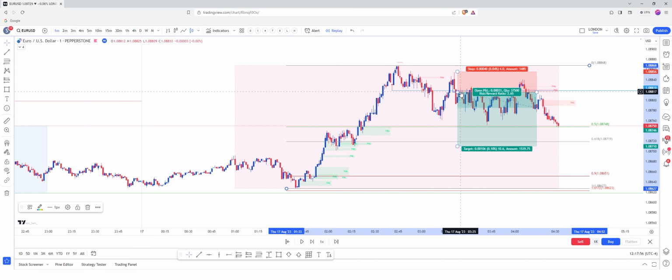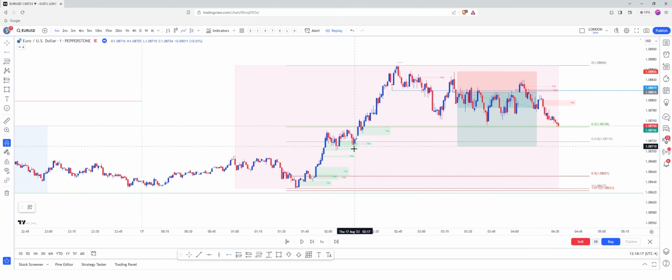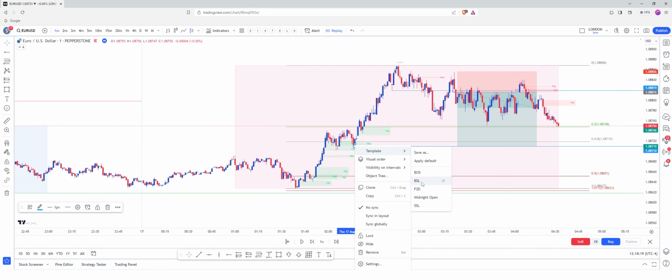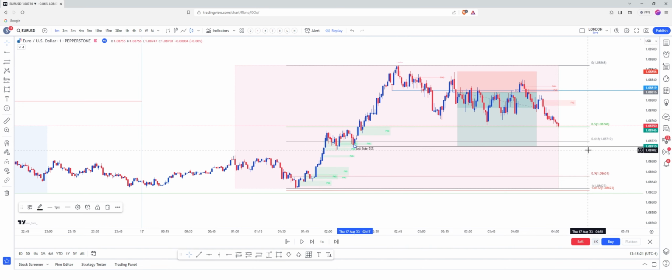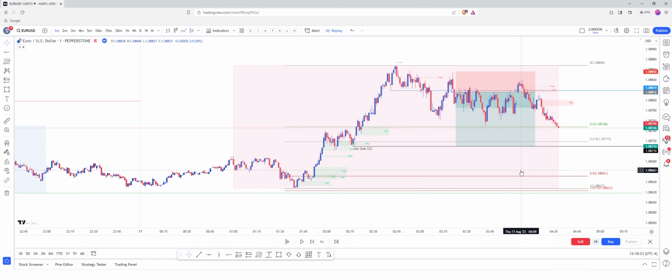Because I've already taken a sell at this point, I'm going to be looking at offloading my position when it gets into a discount. We're just about to pass over 50%. Optimal trade entry 618 is a sensible area to look to offload this, which is why I'm going for the 2.65, taking out this level of liquidity here. So that is sell side. Sell side liquidity at optimal trade entry.